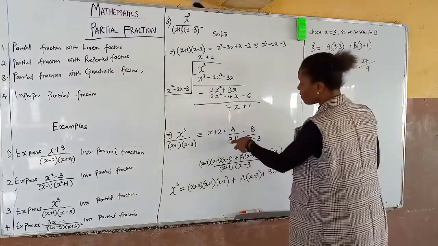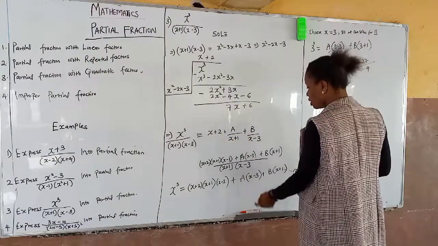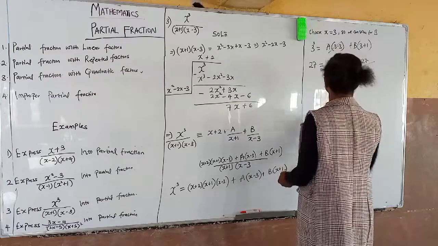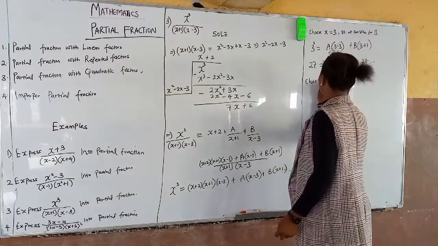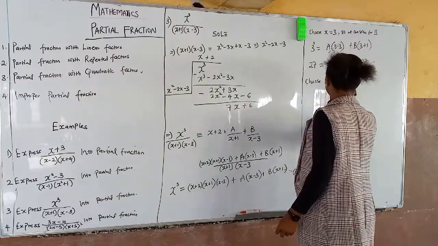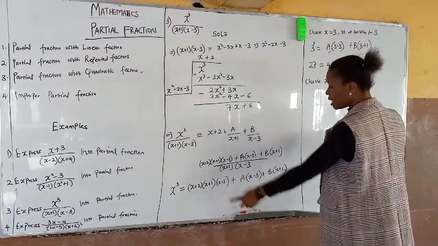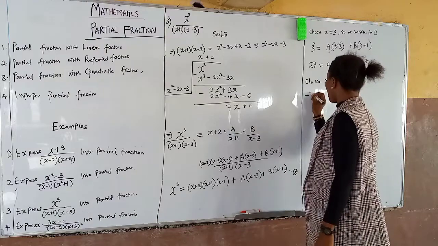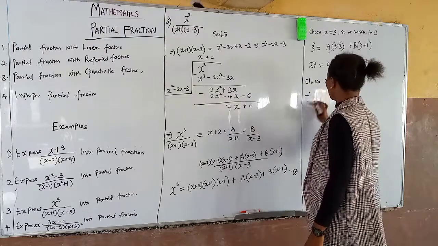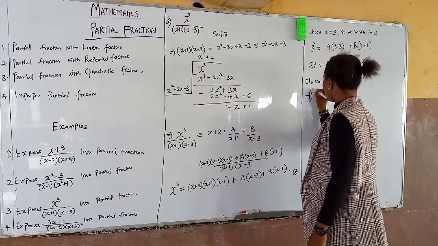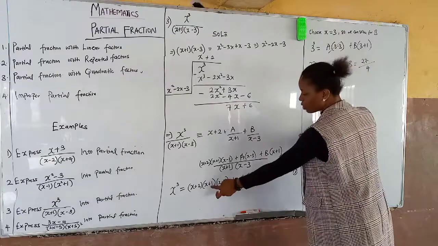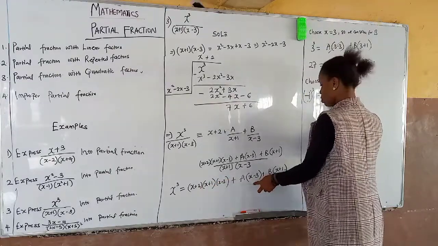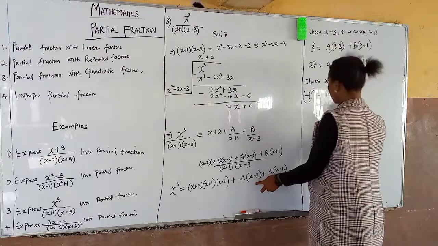I can also look for my value of a by substituting x to be minus 1. So I choose my x to be minus 1 so that I can solve for a. Anywhere I see x, I put minus 1 in equation 2. So I have my minus 1 all cubed equal to, if I put minus 1 here, the whole of this is 0. So I jump to this place. A into what? Minus 1 minus 3.